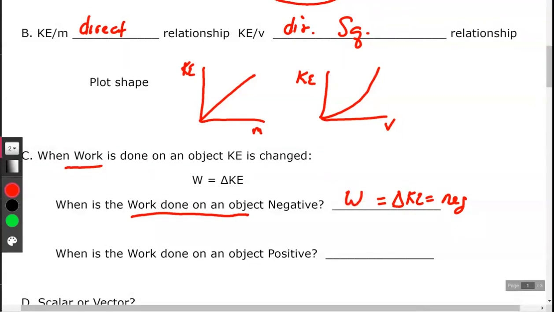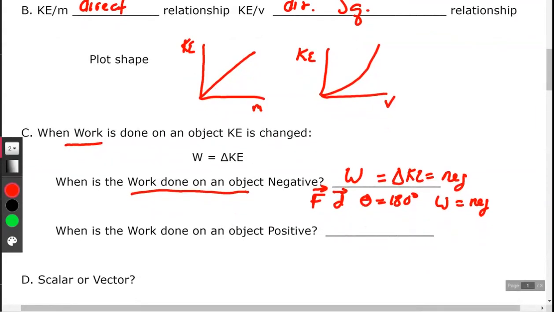Catching a baseball on the other end of a catch, the work would be negative because the direction of the force and the displacement would be exactly opposite, 180 degrees. To catch a baseball, the force would be opposed to the direction of the displacement, so it'd be 180, and your work would be negative. And your change in kinetic energy would be negative. You would reduce the kinetic energy.